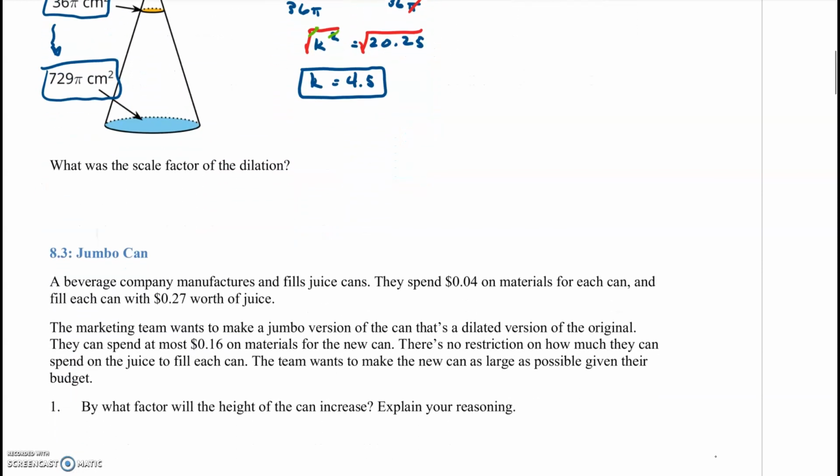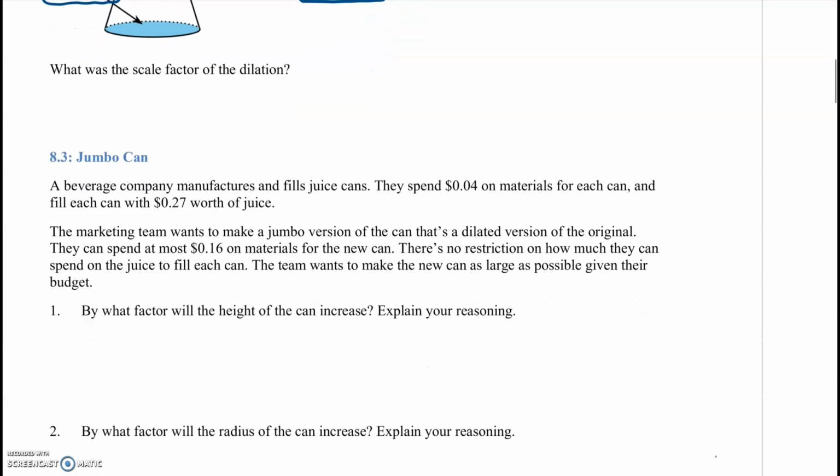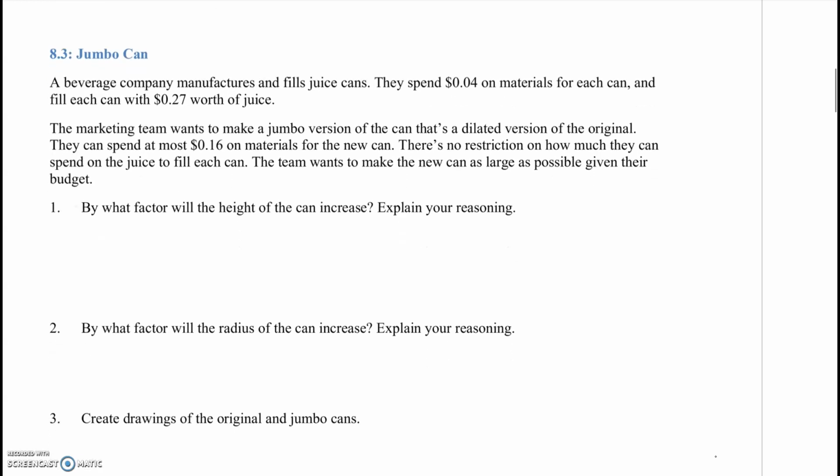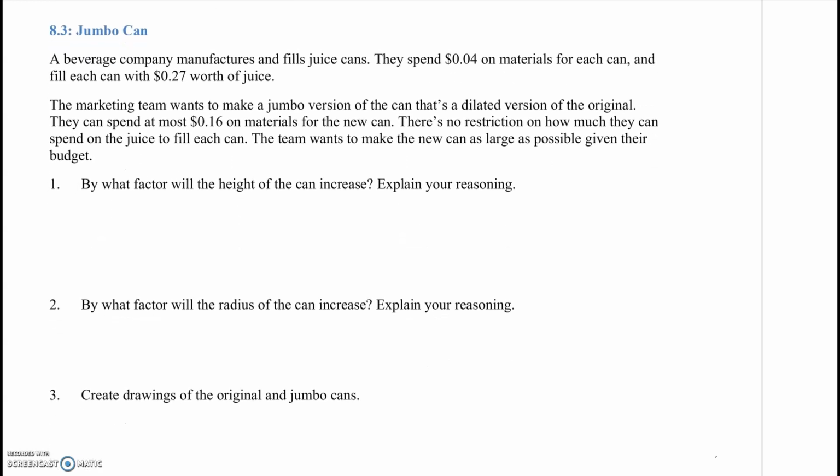Okay, moving down. Now we're going to take this idea of scale factor and dilation, and we're going to talk about this new problem. A beverage company manufactures and fills juice cans. They spend about 4 cents on materials. That's going to be important. So 4 cents on materials for each can, and they fill each can with 27 cents worth of juice.